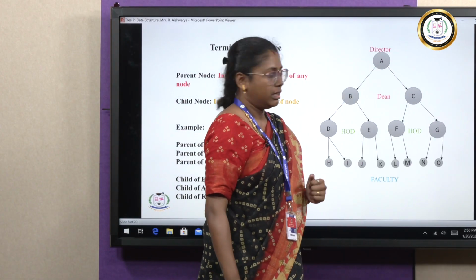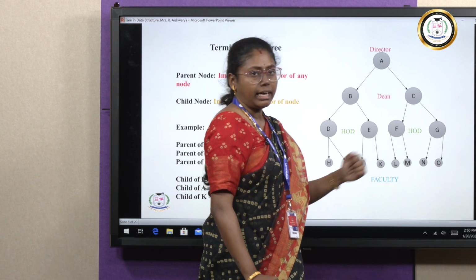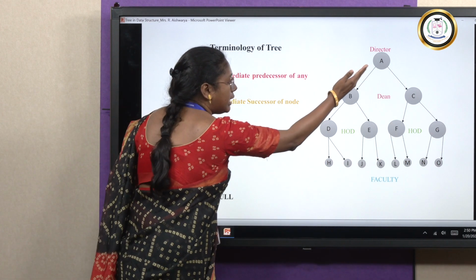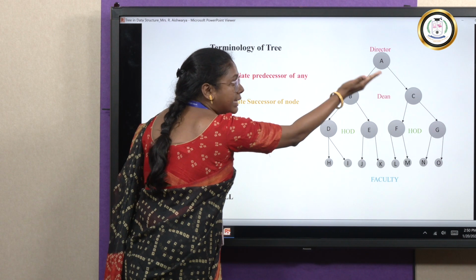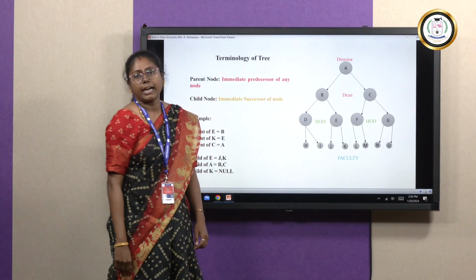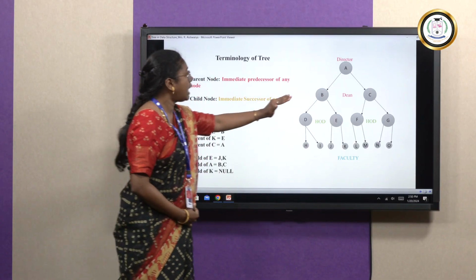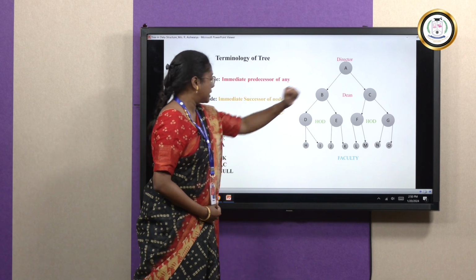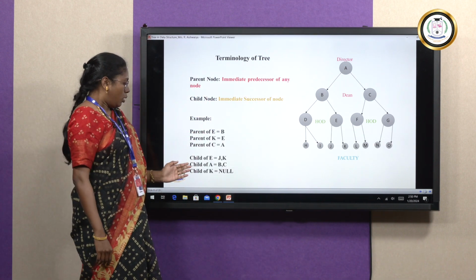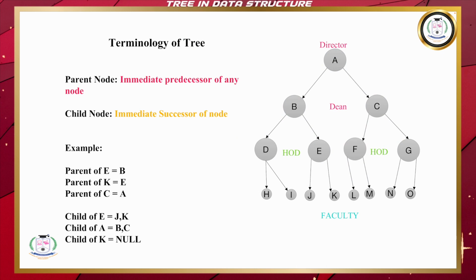Both B and C. What is the child node of F? L and M. So these are all immediate successors of a node, meaning the next node. Previously, for the parent node, we understood the immediate predecessor node; here it is the immediate successor node. Let's see the example. Who is the child of A? As I already said, the immediate successors B and C.